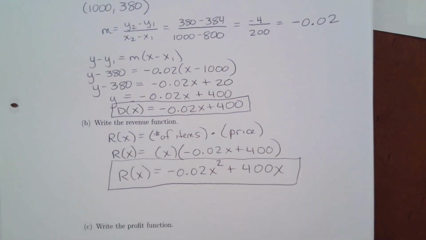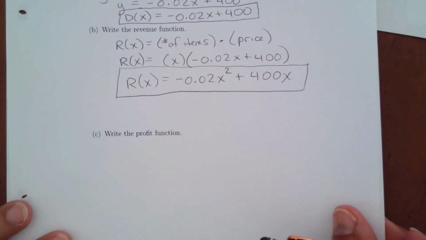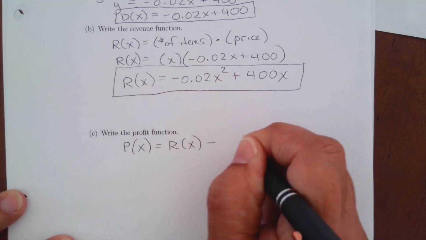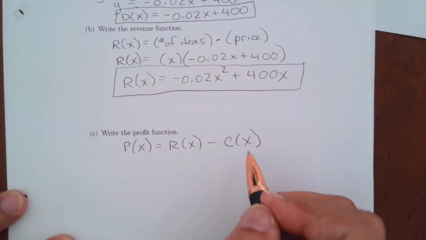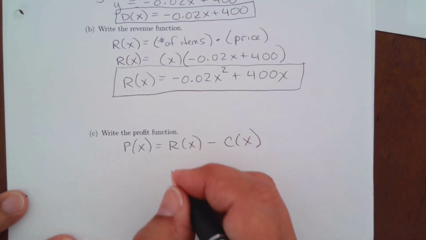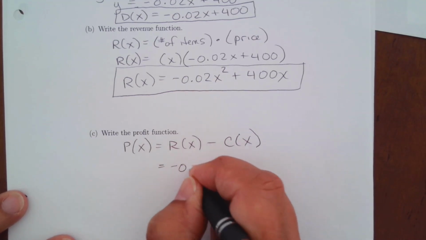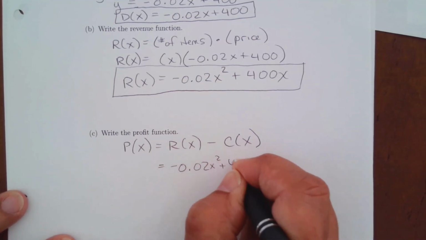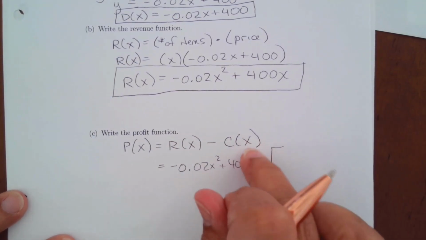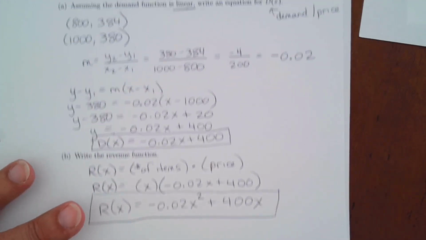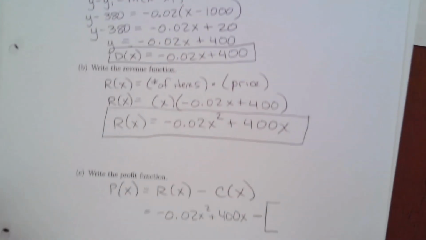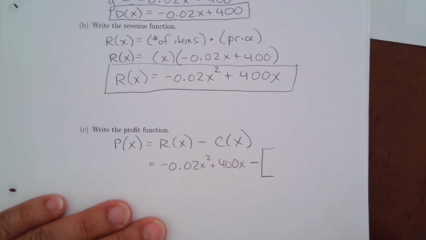Okay. And lastly, the profit function. So remember, to find the profit, we're taking the revenue, which we just found, minus the cost, which was given to us in our information at the top. So first I'm going to write the revenue, which is negative 0.02X squared plus 400X minus, and then remember this goes in parentheses. C of X they gave you right up here. So we're going to minus that whole thing. That's the cost function, okay?